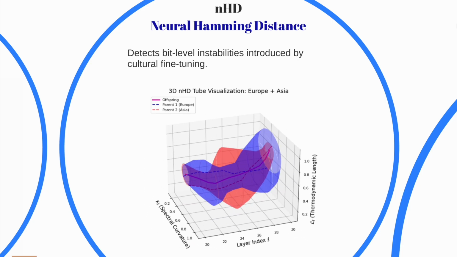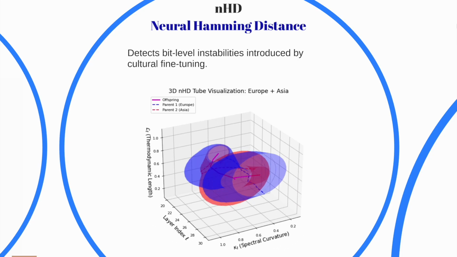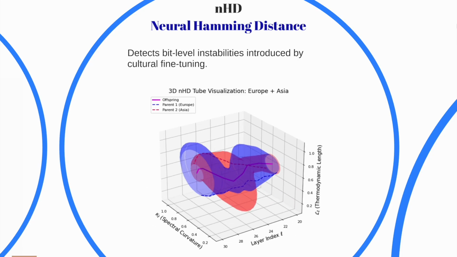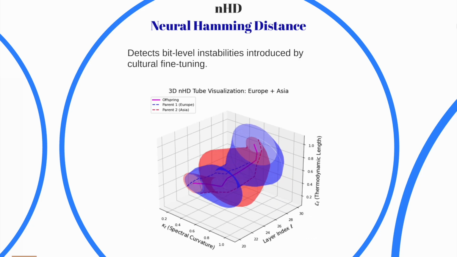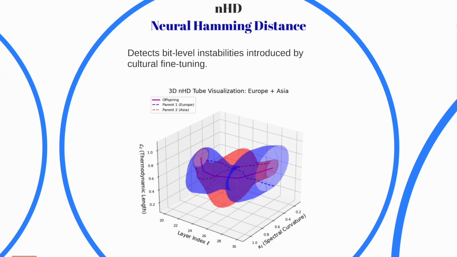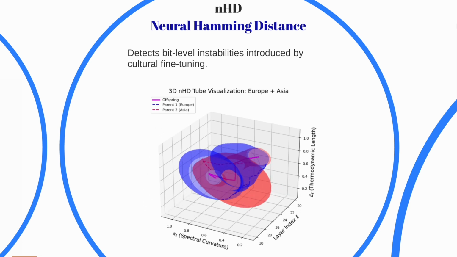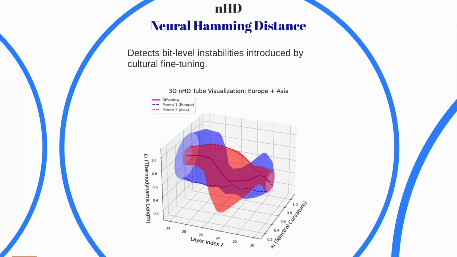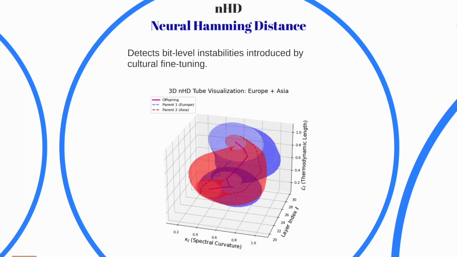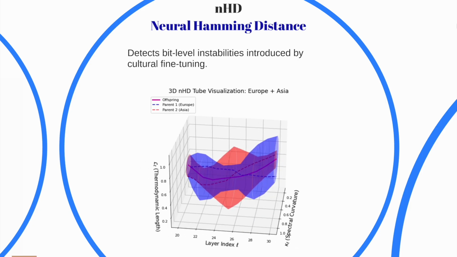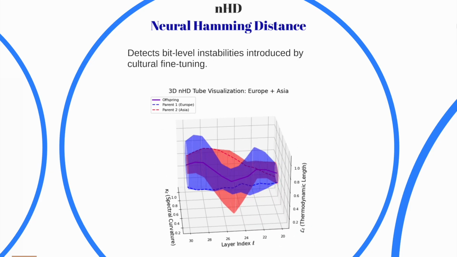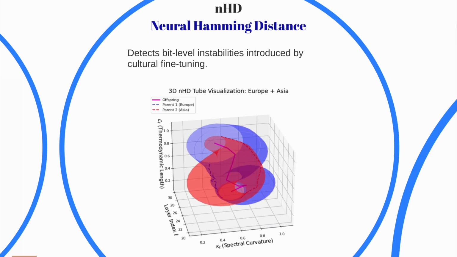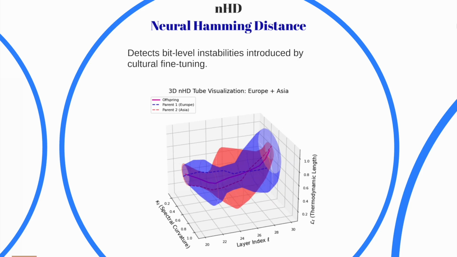How to read the 3D tube? Depth on the x-axis, layer index. Curvature on the y-axis, spectral curvature, a proxy for how tightly the latent manifold bends. Thermodynamic length on the z-axis, total work the representation performs through the layer. Tube thickness, the NHD magnitude across prompts. A thicker tube means more bit flips. Colors, blue and red tubes are the two parents. The dashed purple trajectory is the offspring threading between them.